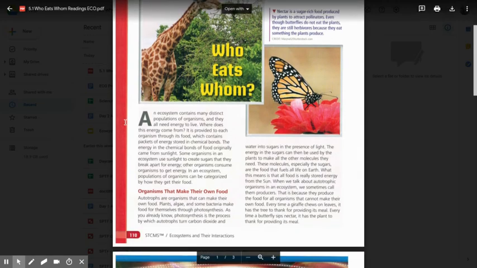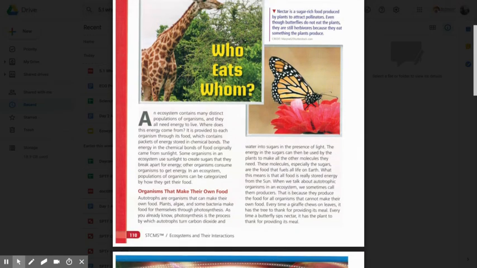An ecosystem contains many distinct populations of organisms, and they all need energy to live. Where does this energy come from? Is it provided to each organism through its food, which contains packets of energy stored in chemical bonds?